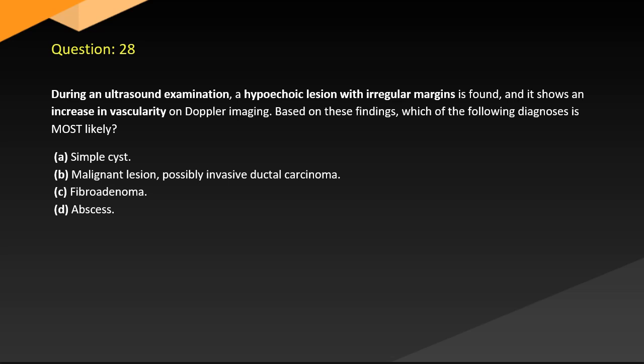Question 28. During an ultrasound examination, a hypoechoic lesion with irregular margins is found, and it shows an increase in vascularity on Doppler imaging. Based on these findings, which of the following diagnoses is most likely? A. Simple cyst. B. Malignant lesion, possibly invasive ductal carcinoma. C. Fibroadenoma. D. Abscess.